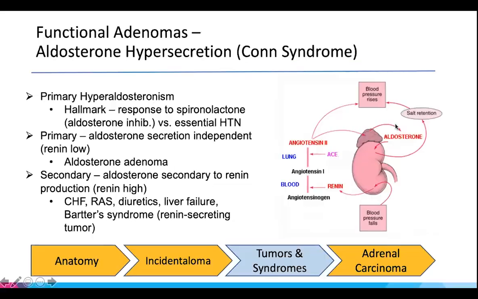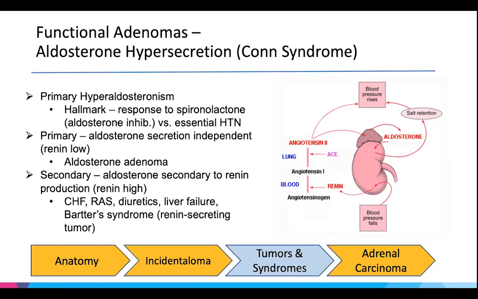Right, so moving on to aldosterone hypersecretion, also known as Conn syndrome. The hallmark feature of primary hyperaldosteronism is going to be a response to spironolactone, which is an aldosterone inhibitor, versus essential hypertension, which would not have the same response. For primary, aldosterone secretion is independent, so renin will be low, and this is going to point you towards an aldosterone adenoma.